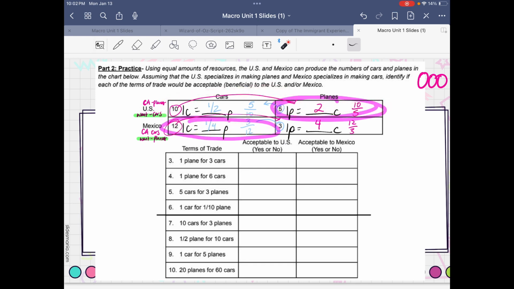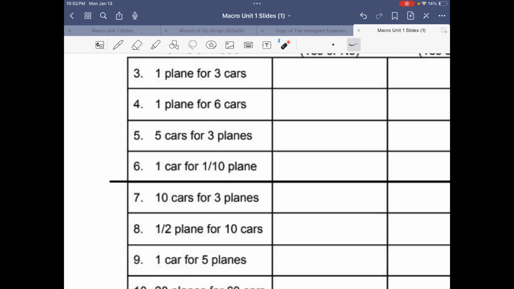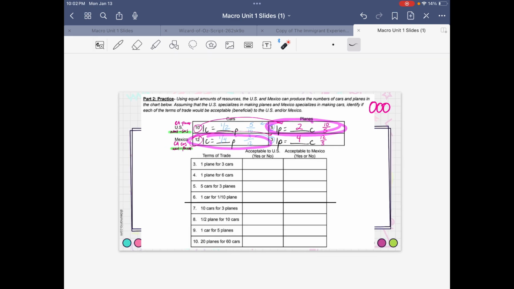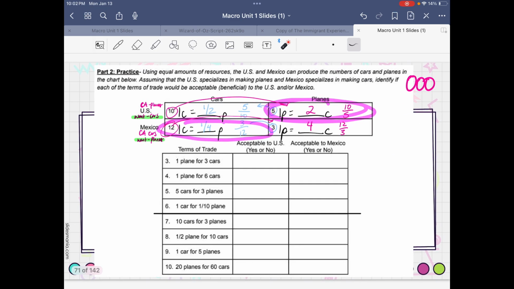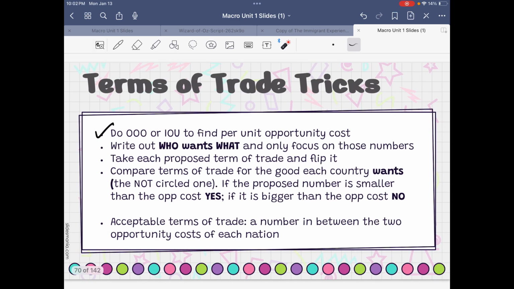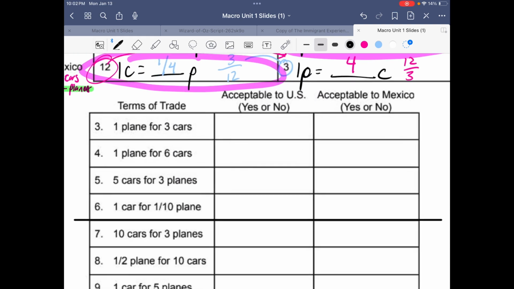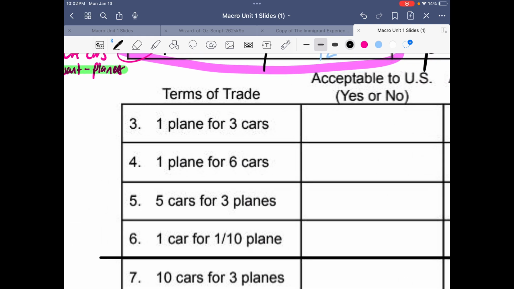So when we are focusing on what they are importing, we have set terms of trade here. And like in the little Jacob Clifford video that you watched and in my tips and tricks here, we've written out who wants what. And we're going to take each proposed term of trade and flip it. So right now it says 1 plane for 3 cars. Okay, well, what about 1 car for how many planes?